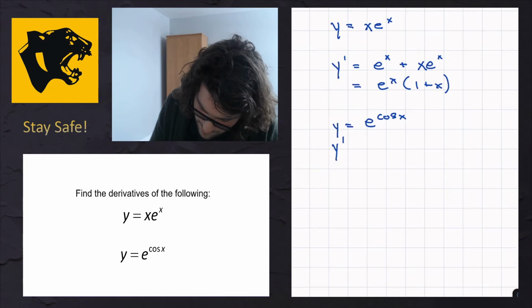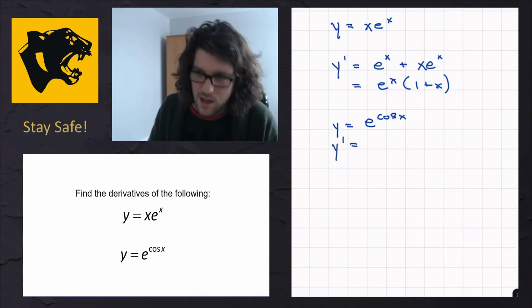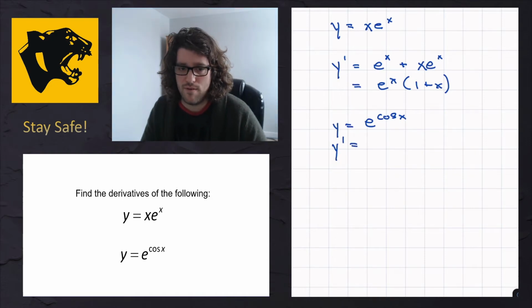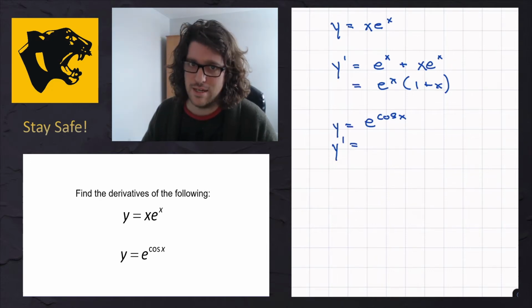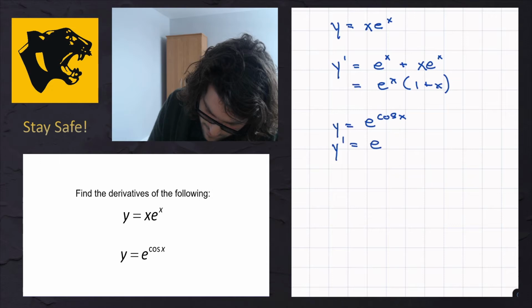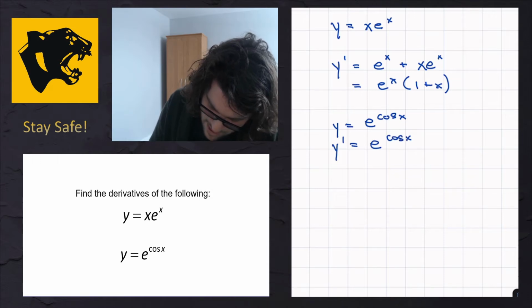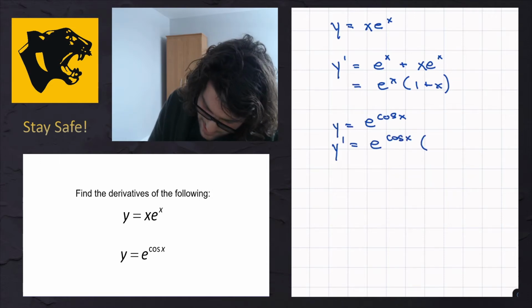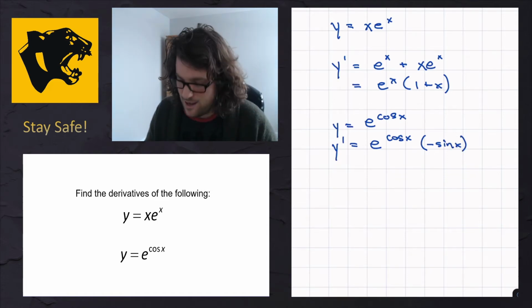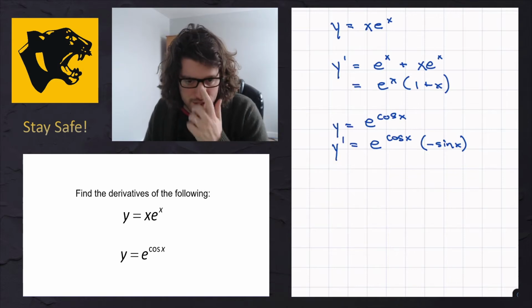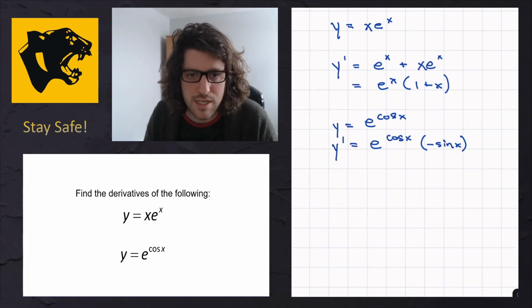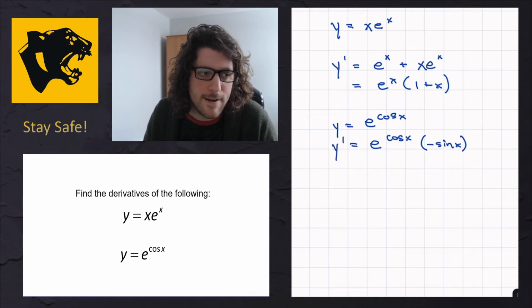So we'll have y prime is equal to, and this is going to be a chain rule. The derivative of the outside is the derivative of the exponential function e to the x, which is e to the x. So we take that derivative, leave the inside alone, times the derivative of the inside function. The derivative of cosine is negative sine x, and so we're done there. You can put negative sine x e to the cos x if you want to, but it doesn't really need to be tidied up.